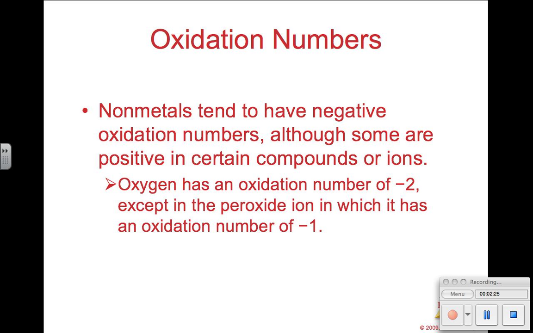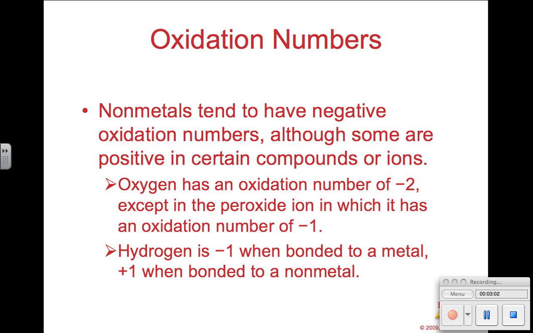Okay, so some have fixed oxidation numbers. Oxygen has an oxidation number of -2 all the time, except if it is in a peroxide. Think of hydrogen peroxide, H2O2. In that formula, each individual oxygen would have a -1 charge rather than -2, because each hydrogen has a +1 charge. So H2O2 is balanced to 0 when oxygen in peroxide has just a -1 charge.